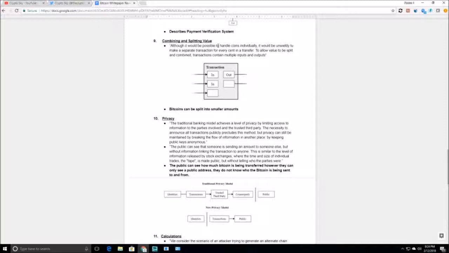So section 10 is privacy. The traditional banking model achieves a level of privacy by limiting access to information to the parties involved in the trusted third party. The necessity to announce all transactions publicly precludes this method, but privacy can still be maintained by breaking the flow of information in another place, by keeping public keys anonymous. So basically what this is saying is the public can see how much Bitcoin is being transferred. However, they can only see a public address. They do not know who the Bitcoin is being sent to and or from.